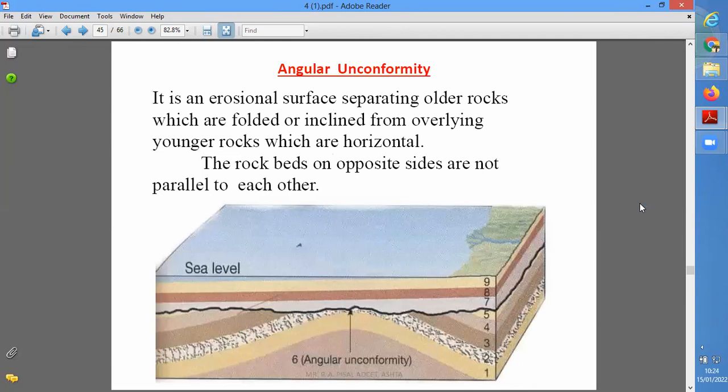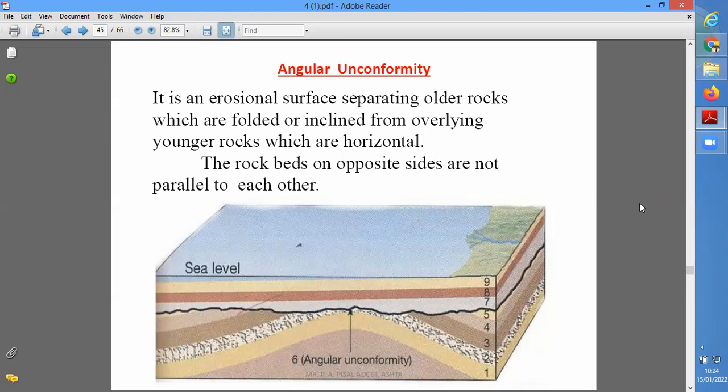Okay, angular unconformity. Now, what is the meaning of angular unconformity? It is an erosional surface separating older rocks which are folded or inclined from overlying younger rocks which are horizontal. Okay, the rock beds on opposite sides are not parallel to each other. सिंपल आहे की तुम्हाला डायग्राम बघितल्यानंतर सुद्धा या ठिकाणी समजून येईल. ओके, meaning of this type of the unconformity.